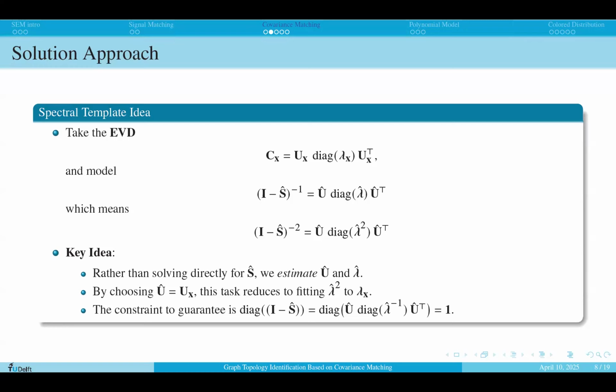But for the eigenvalues, because here we have a square, this means we have a sign ambiguity. This is not easy to handle, and something we need to optimize. And here, to guarantee the diagonal constraint, we just replace S hat with a new variable U hat and Lambda hat, and we get the constraint here.